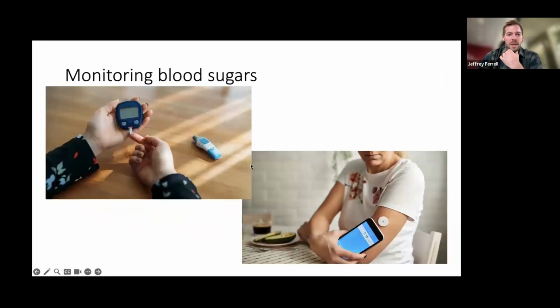I'd like to just start by talking about how we monitor blood sugars. So there's a couple different ways. Often people are familiar with the device you can see here on the left. This is called a glucometer.